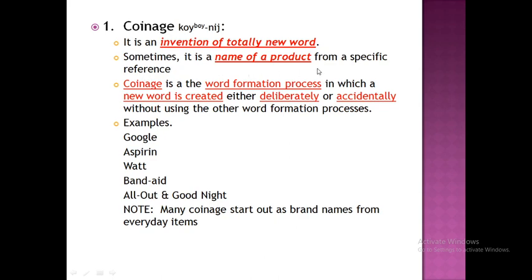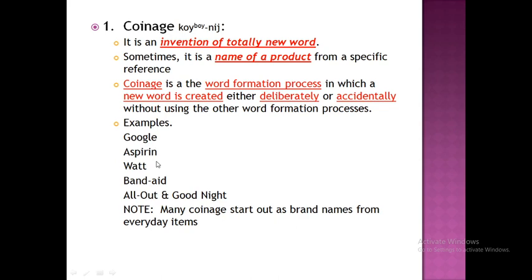Sometimes it is a name of a product from a specific reference. Coinage is a word formation process in which a new word is created deliberately or accidentally. Means some words which are taken as words in the language are deliberately given or accidentally given. For an example, Google has become a word which is the name of a brand, which is the name of a company, which is the name of a browser. It has become a word now.